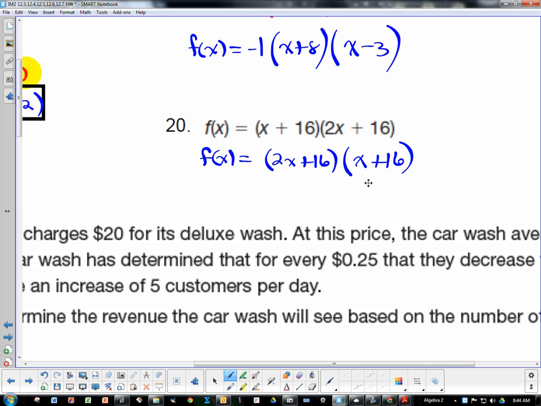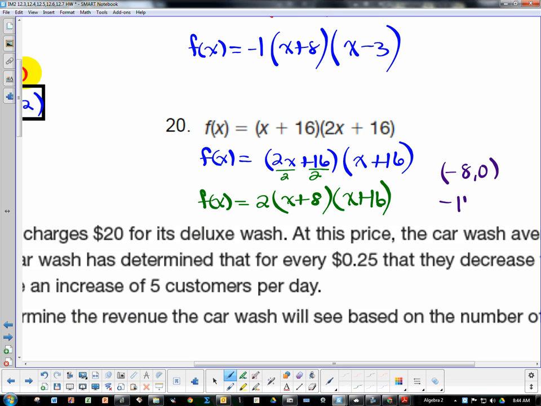Now, can I factor out something here? 2. Yes, let's factor out a 2. We have now f of x is equal to 2 multiplied by x plus 8, and then x plus 16. Okay, shout it out. What are the zeros? What are the x-intercepts? Negative 8, comma 0, and negative 16, comma 0. Okay, turn to your neighbor right now and tell them how you can check it.